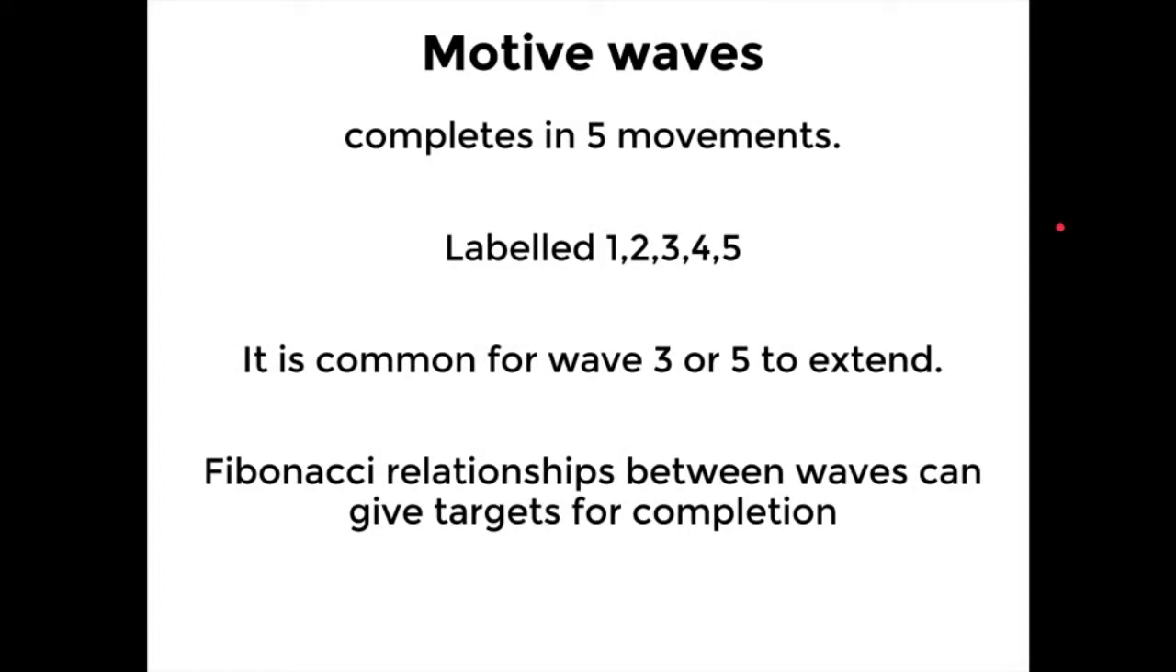So Elliott wave comes in both motive waves and corrective waves. Motive waves are 5-wave movements. These define the dominant trend. They're labeled variations of 1, 2, 3, 4, and 5 on the main labeling. It's common within motive waves for wave 3 or 5 to extend, and I'll show you how that happens. And we'll also go through Fibonacci relationships between waves and giving price targets for possible completion of waves.